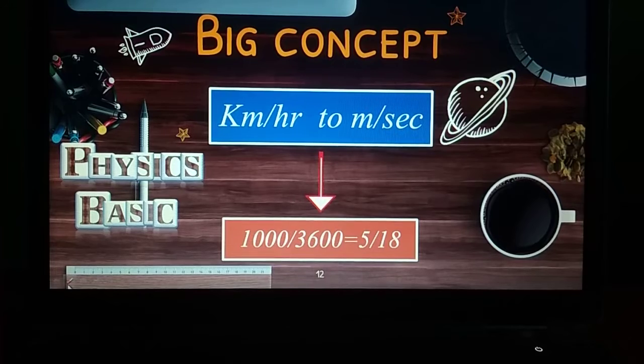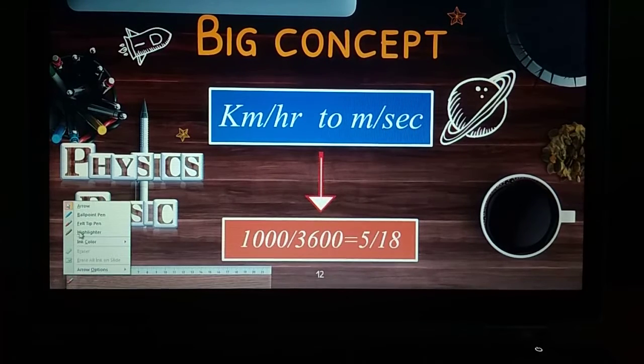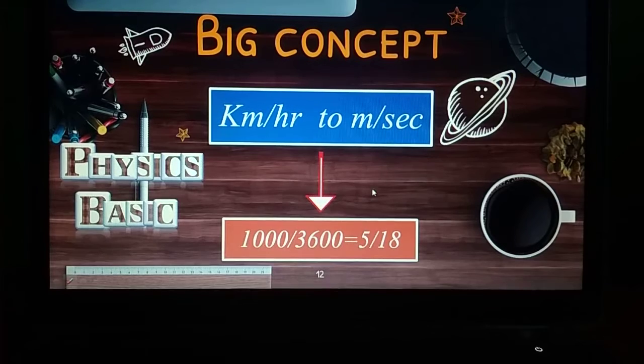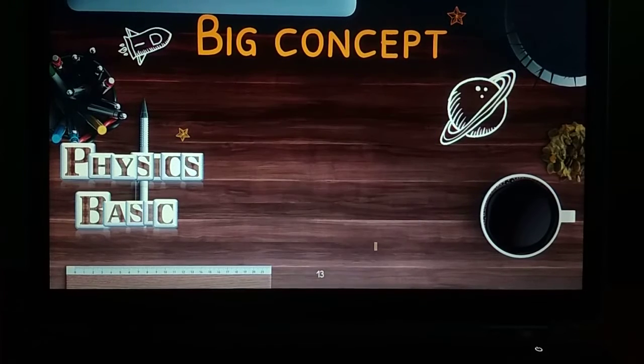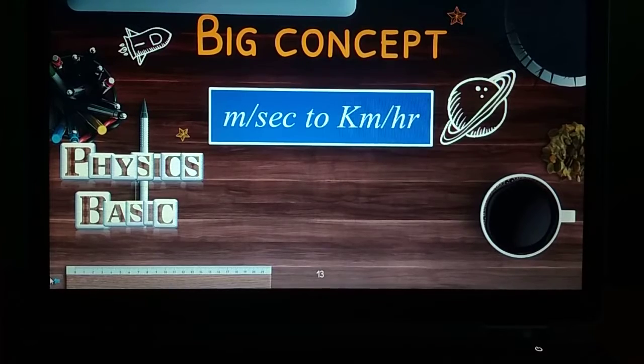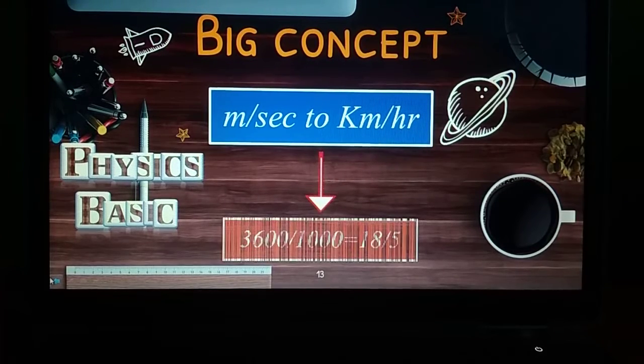What you have to do? Just multiply it by 5 by 18. Clear? You have to multiply it by 5 by 18. Clear? So, and similarly from meter per second to kilometer per hour, you have to multiply it by 18 by 5.